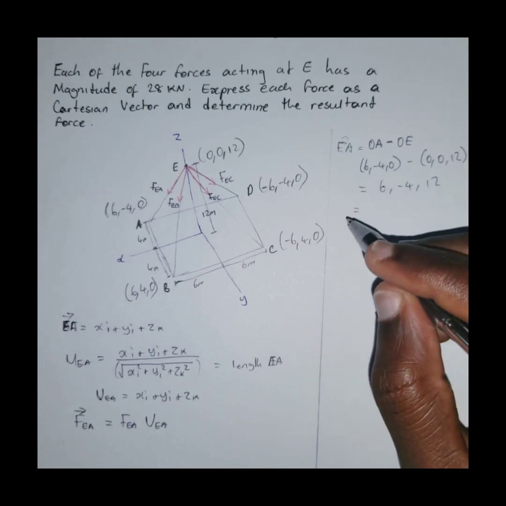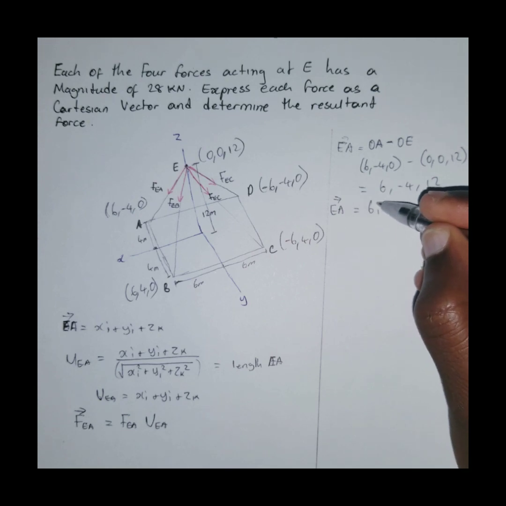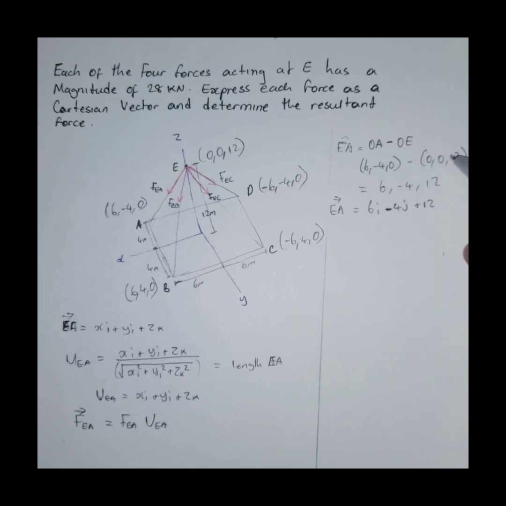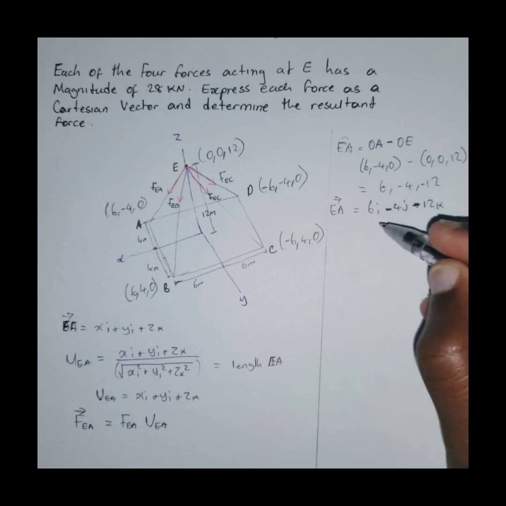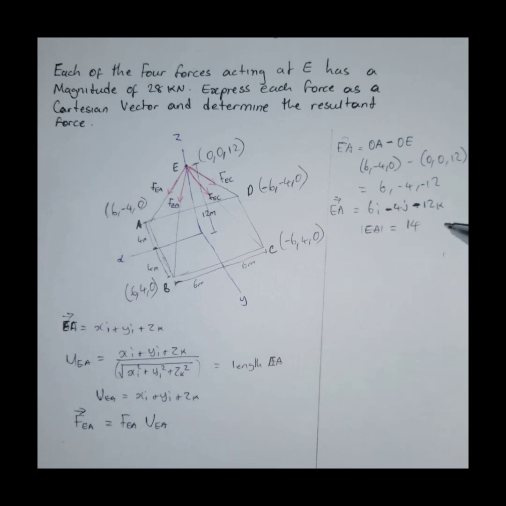So if you write EA in Cartesian vector form, it is 6i minus 4j, sorry, this is also negative, minus 12k, and the magnitude of EA will be equal to 14, which is the square root of 6 squared plus negative 4 squared plus negative 12 squared, which gives you 14.